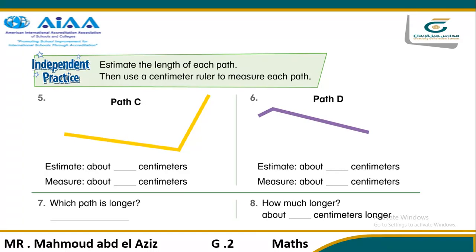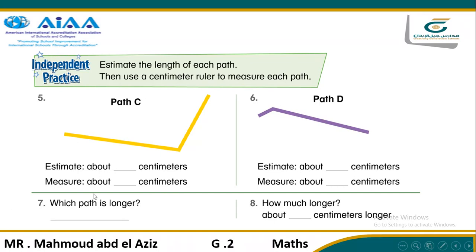Okay, with our first question here, we have two paths, path C and path D. Path C, I want to estimate its length. It's about how many centimeters, and its measure. We can use here a ruler with its two straight sides to measure them. We will find path C equal about 11 centimeters and path D equal about 7 centimeters.